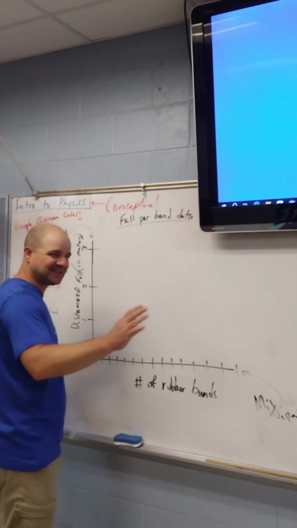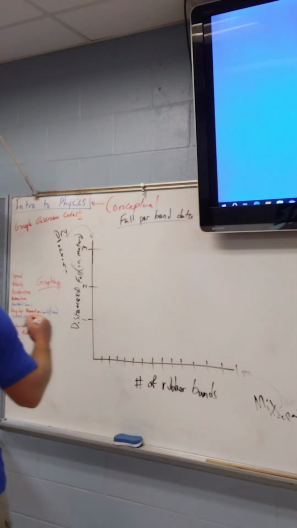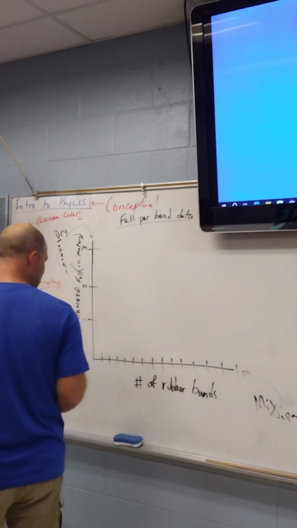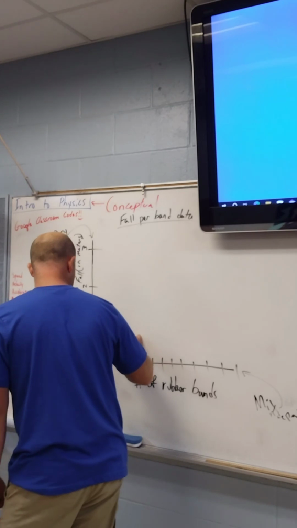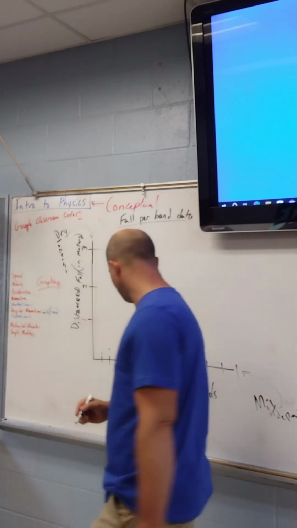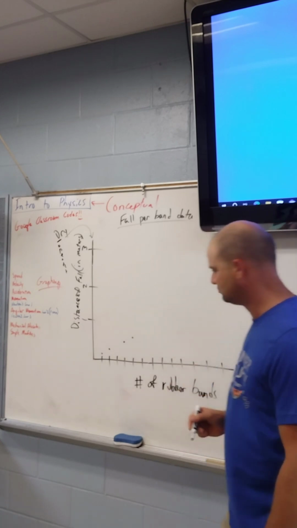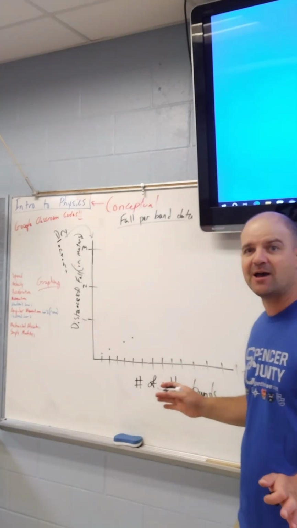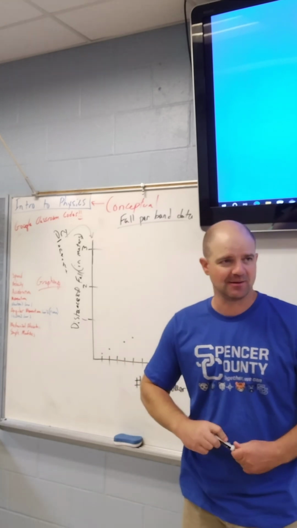Okay? So let's say we've got some data points. And let's say with one rubber band, it barely falls at all. With two rubber bands, it falls this much. With four rubber bands, it falls this much. And then with 5 rubber bands, it falls this much. And that's all the data we have. Okay? We stop our testing. We run out of time.